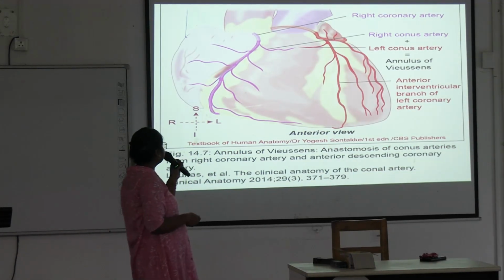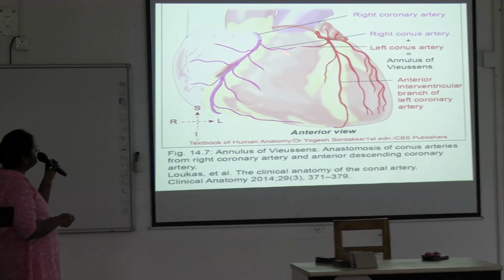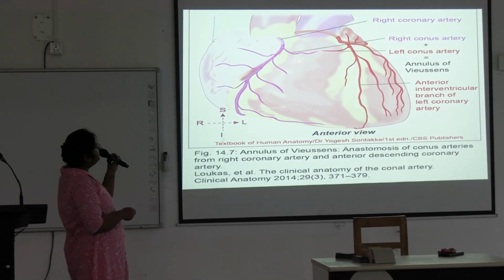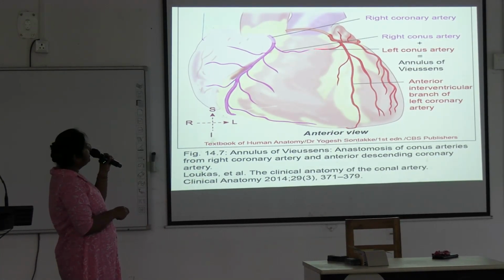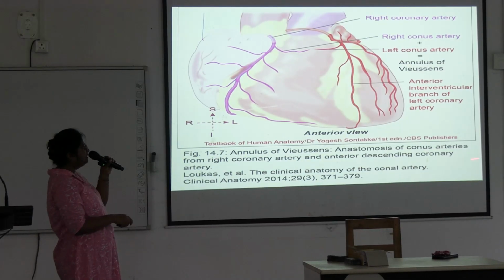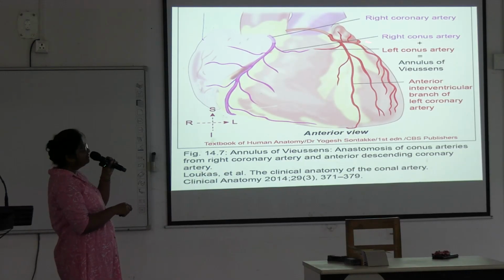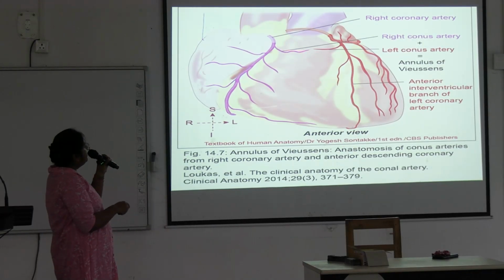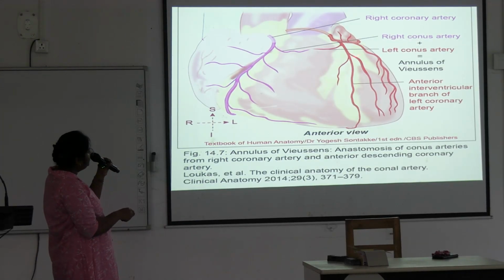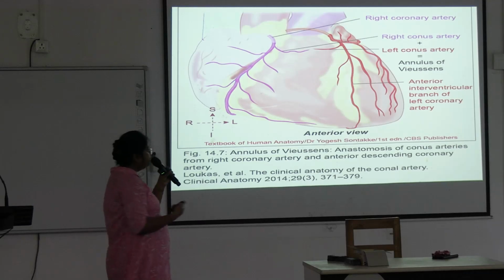Next, see, the annulus of Vieussens has been shown. See here, the right conus artery and left conus artery are joining with each other. Anastomosis of conus arteries from the right coronary artery and anterior descending coronary artery around the origin of the pulmonary trunk forms the annulus of Vieussens. So the left conus artery is branched from the anterior interventricular branch of the left coronary, and this right conus is branched from the right coronary artery. They are joining to form the annulus of Vieussens.